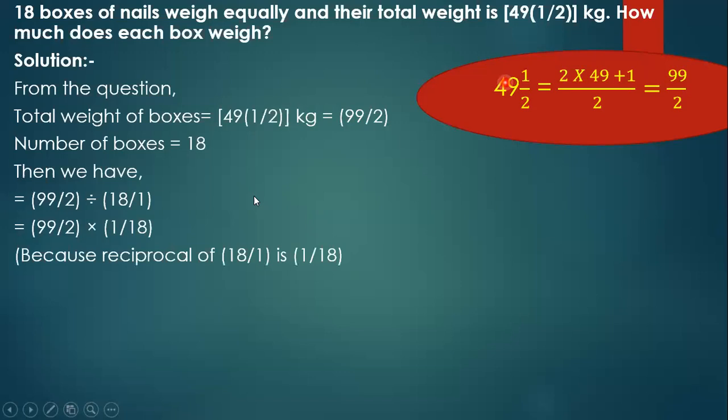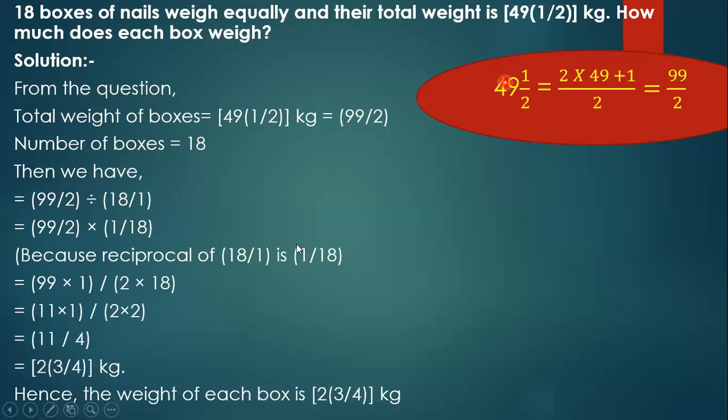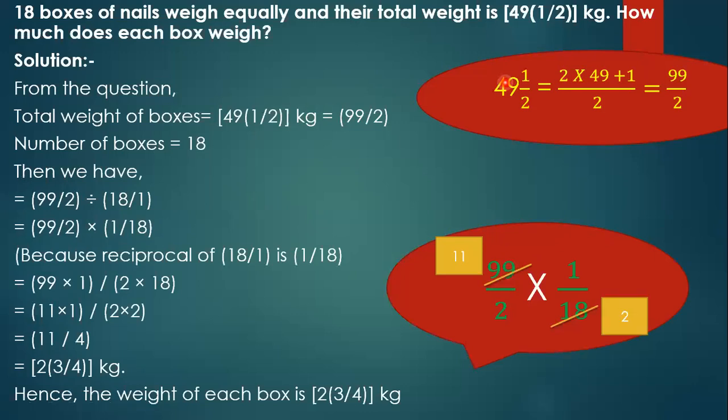Next is we'll divide them both. 99 by 2 divided by 18. 18 can be written as 18 by 1. Now if I have to do the division, what do I do? Division gets converted to multiplication. We find the reciprocal of 18 by 1, which is 1 by 18. Okay. How do we multiply? See here. 99 and 18, they both cancel by the table of 9.